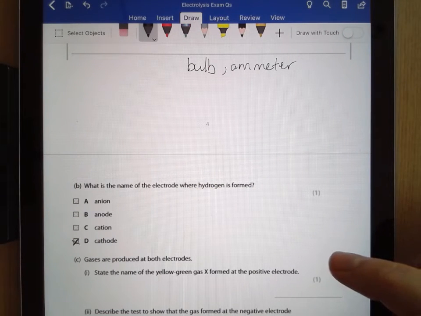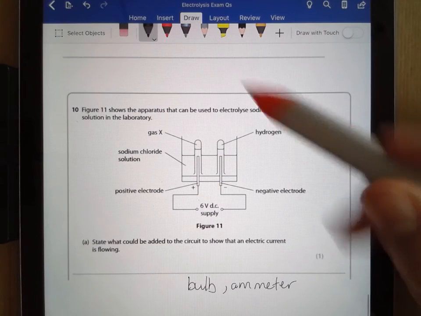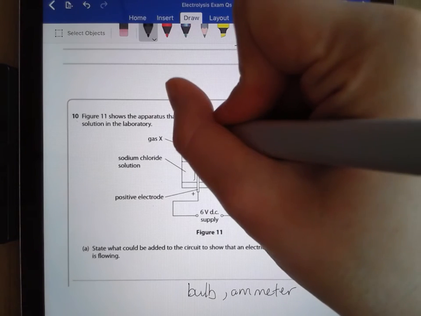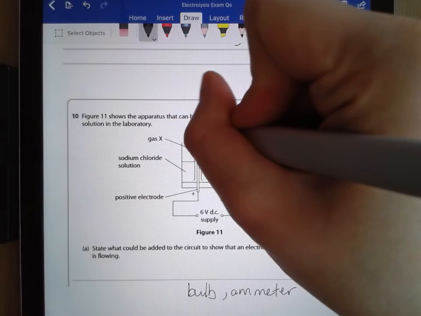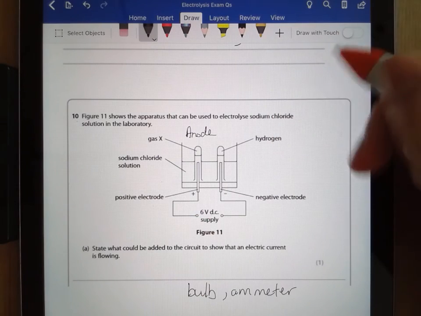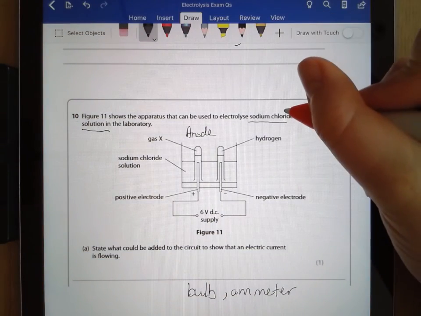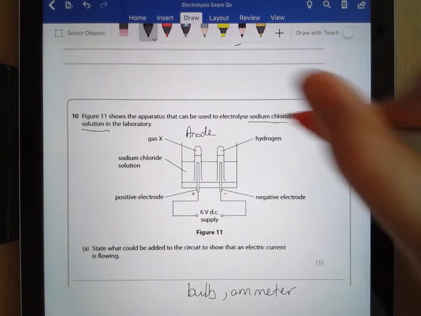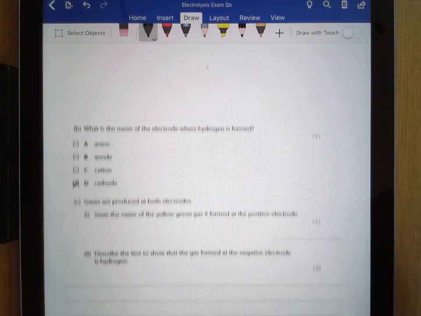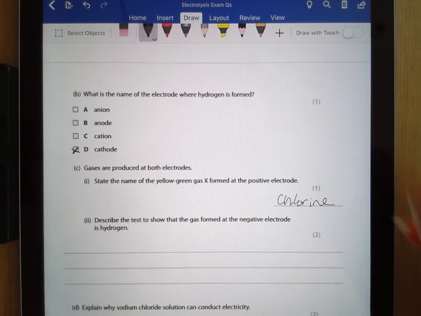Gases are produced at both electrodes. State the name of the yellow-green gas formed at the positive electrode. So this is my positive electrode, this is my anode, and they told you you're forming a gas at the anode. I know when I've got sodium chloride, even if it's a solution, that it's always the halogen that forms at the anode. The halogen is chlorine, and chlorine is a yellow-green gas. So my answer there is chlorine.